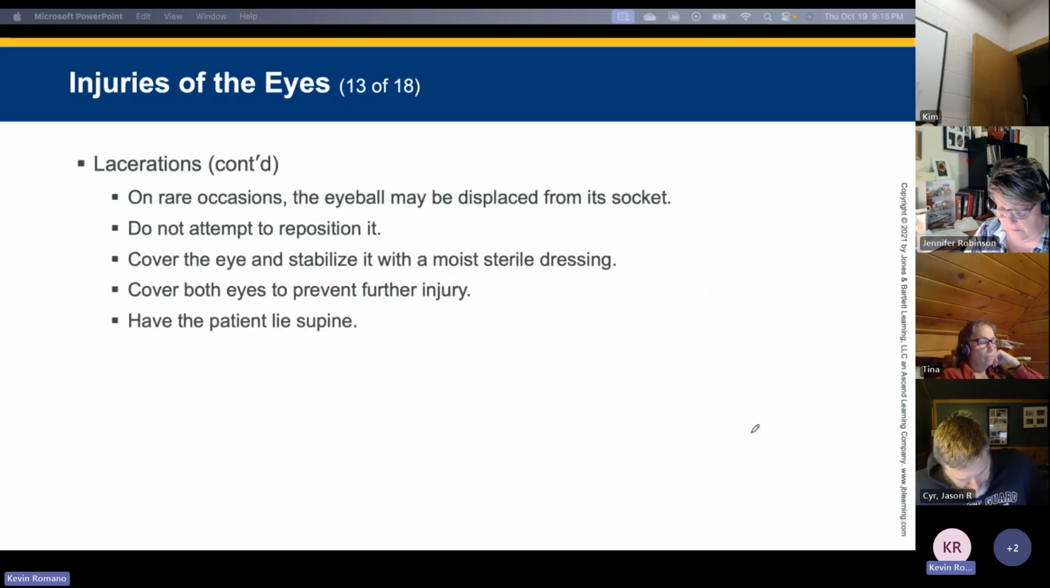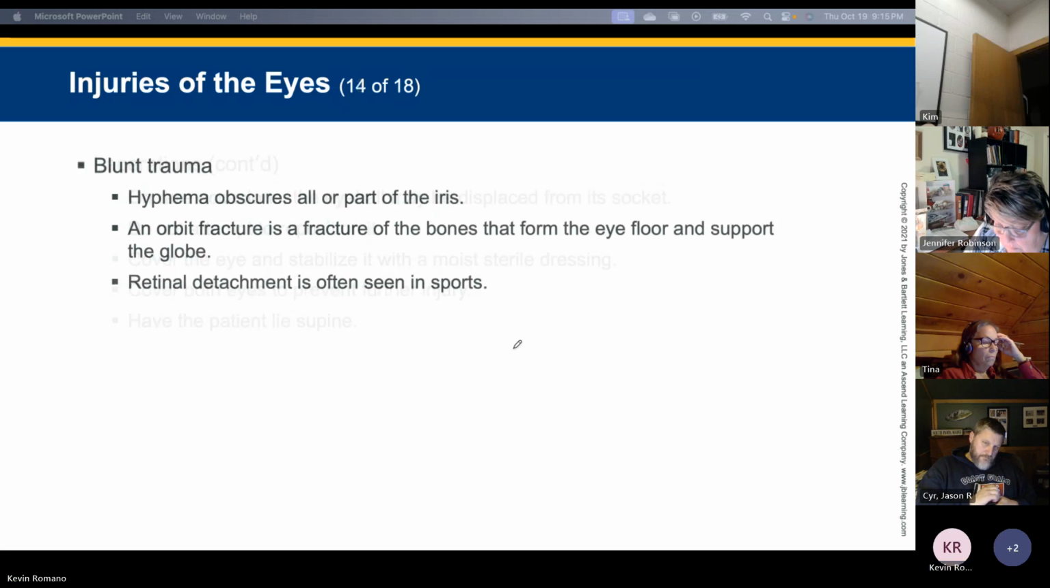On the rare occasion the eyeball may be displaced from the socket, an extruded eyeball, please do not pull on it and don't push it back in. Don't attempt to reposition it. Cover the eye and stabilize with a moist sterile dressing. Cover both eyes to prevent further damage. Have the patient lie supine to prevent loss of fluid from the eye itself.